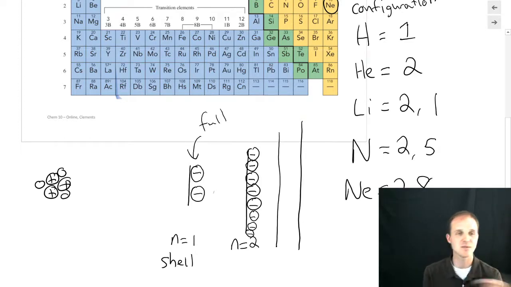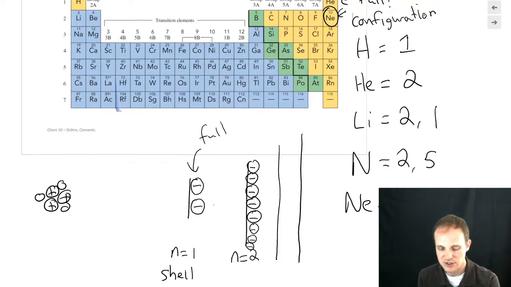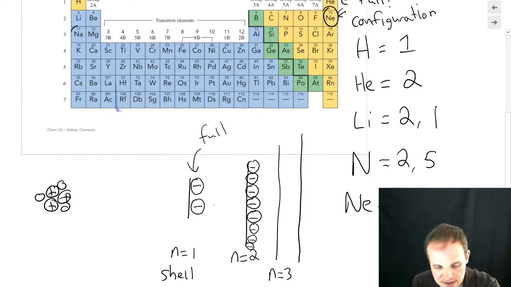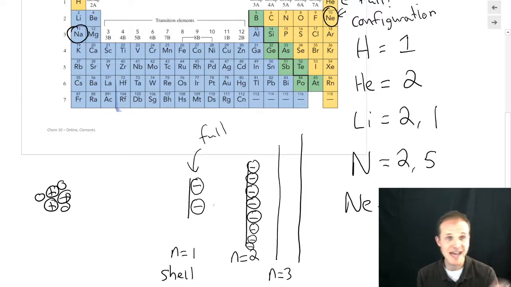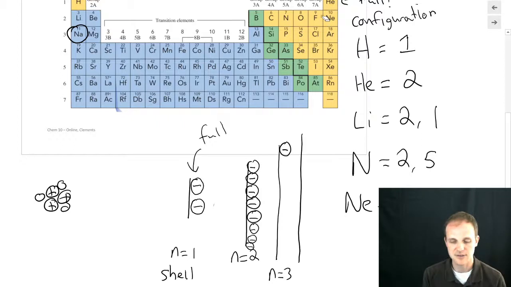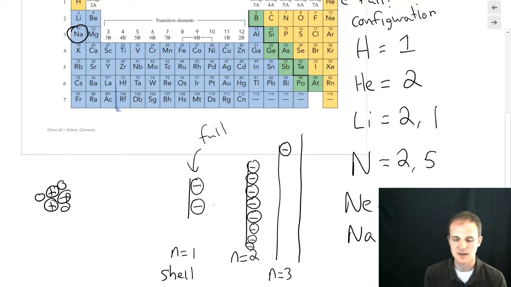Now what do you think happens as we get to the end of that row? What does the periodic table tell us? Full. We're at the end of a row. Neon is full. That second shell, N equals 2, is full. So any more electrons are going to have to go into N equals 3. So when we look at sodium with 11 electrons, its first 10 are going to go as close as possible. But that 11th electron has to go up here. And so for sodium, we've got 2 in the first, 8 in the second, and 1 in the third.